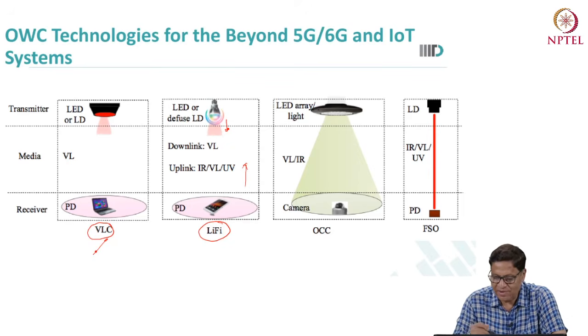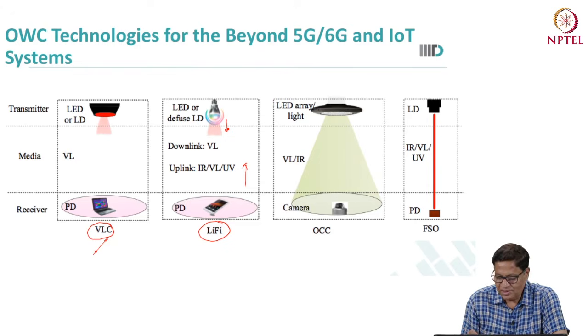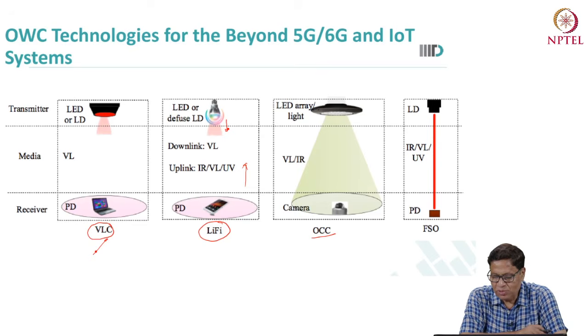The third technology is OCC, which is called optical camera communication. It uses an LED array or light as the transmitter, and then the camera of the device is used as the receiver. So it is basically for short range, low data rate applications, which will be discussed under optical camera communications.